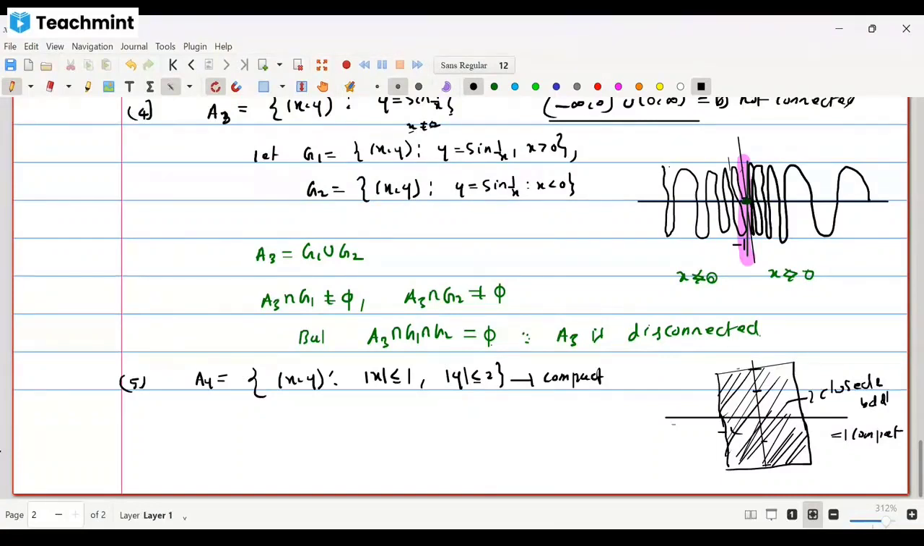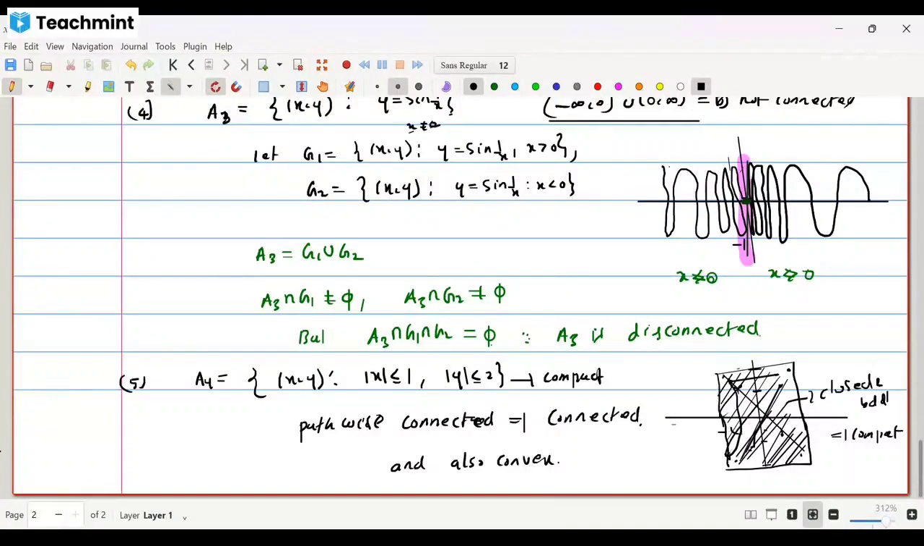And also connected. Take any 2 points on this, then we can find a path, right sir? Therefore pathwise connected, which implies connected. So it is compact and also connected and also convex. Take any 2 points, we can find a straight line, and we find the straight line path. So it is also convex.